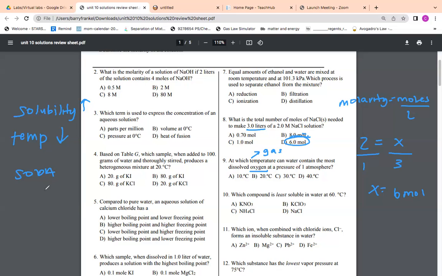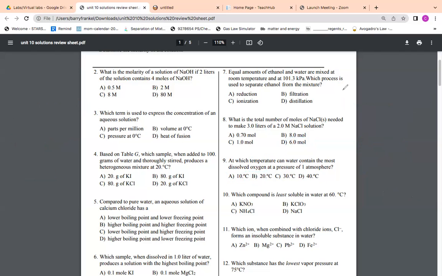The way to get the most fizzy soda is to keep it cold and to keep it closed. So high pressure and low temperature. So the way to get the most dissolved oxygen, the most soluble, is to have this be the coldest it could possibly be, which would just be 10 degrees Celsius. Number 10, which compound is least soluble in water at 60 degrees Celsius?